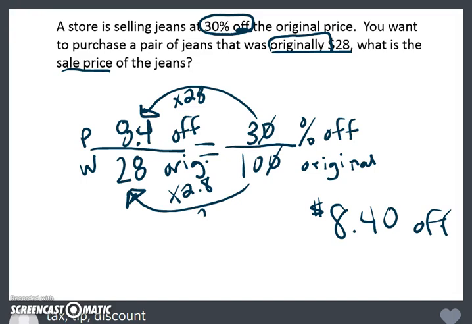So what is the sale price means then after I found the amount of discount, I'm going to subtract. So I'm going to start with my original $28, and I'm going to subtract $8.40. Well, right away, if I estimate, I know that 28 minus 8 is $20, so it's going to be 40 cents less than $20. So that's $19.60.